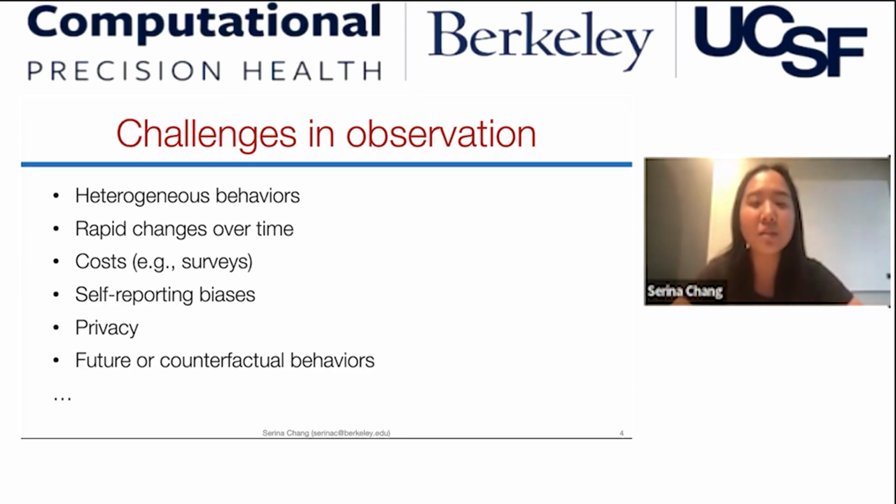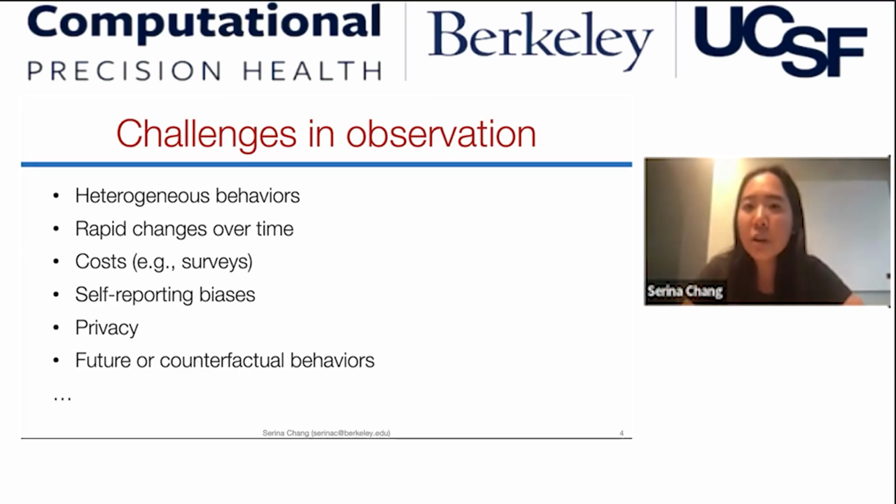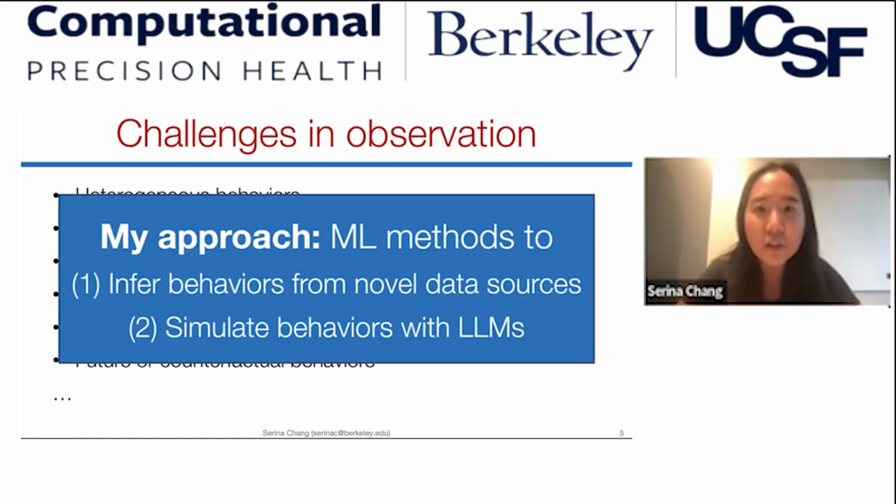We don't know what the contact patterns are going to be. But counterfactual behaviors is saying, what if the world had been slightly different? What if we had lockdown at this time? What if we had reopened restaurants at this time? And again, that's not observed because we can't see these parallel worlds and observe the behaviors that would have happened. So for all of these reasons and more, behaviors can be quite challenging to observe.